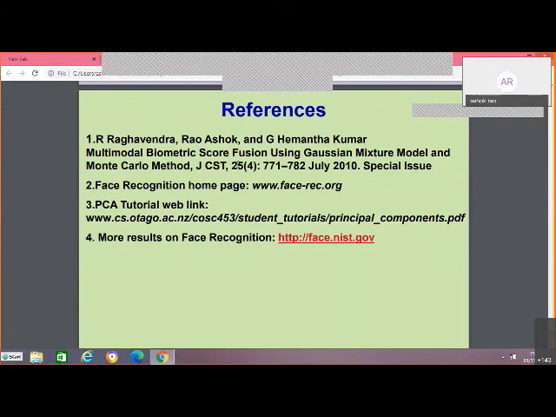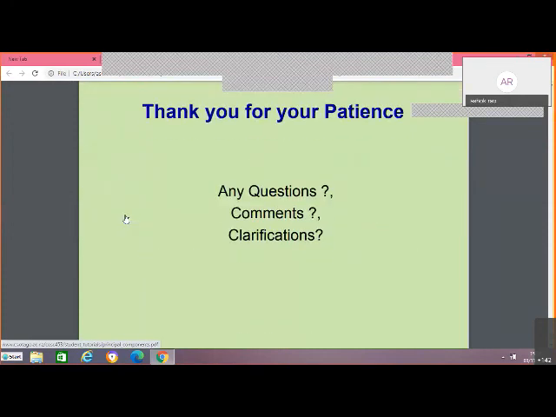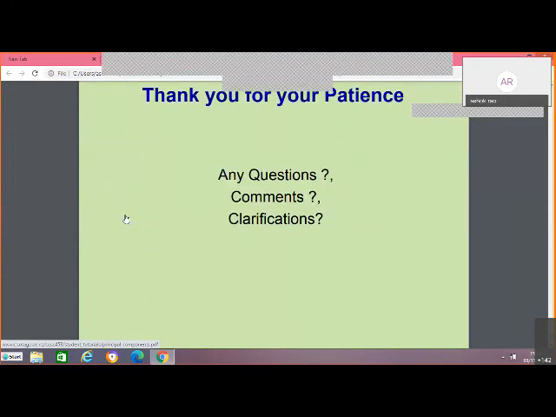All this work is in this journal article, special issue. And Raghavendra Yonis is giving a talk later in the week, I'm told. And plenty of other things are there. Okay. So now we have time for questions, comments, clarifications, anything. Okay.